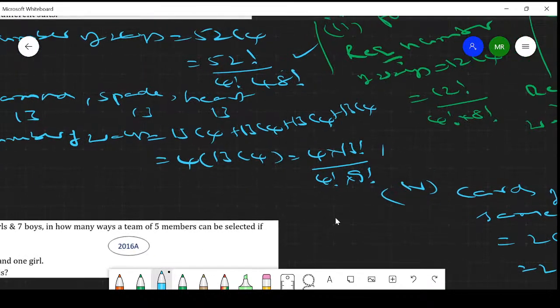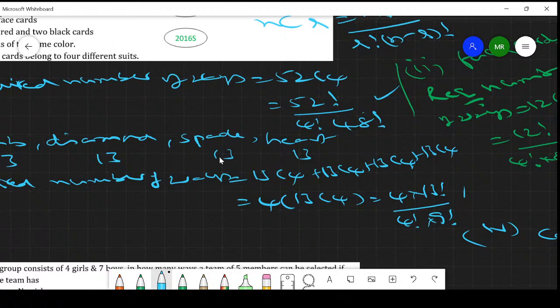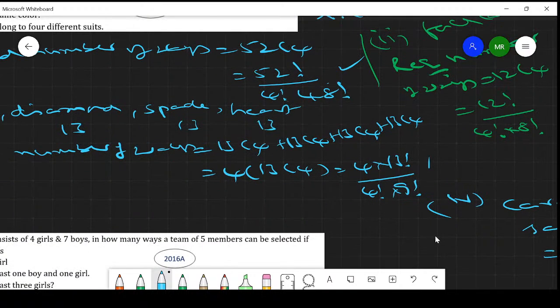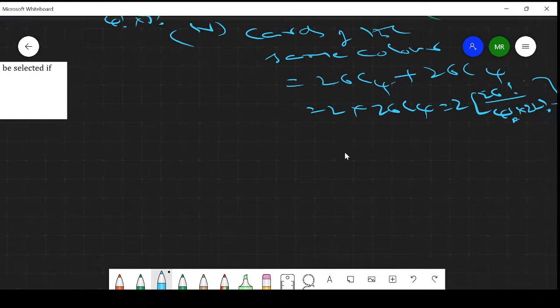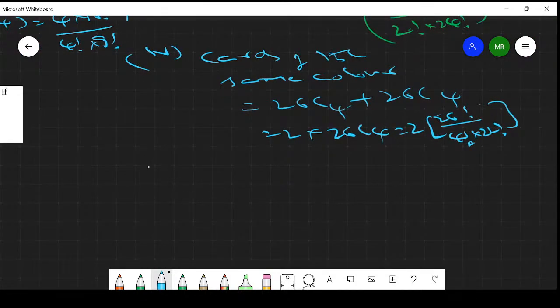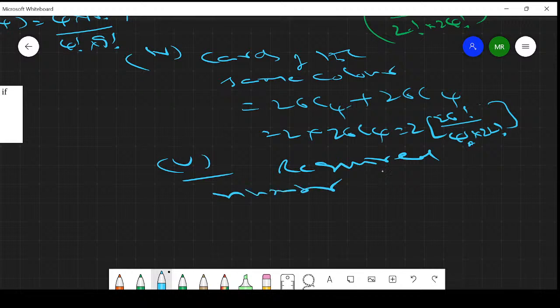What about the last case here? 4 cards belong to 4 different suits. See the last problem, 4 cards belong to 4 different suits. When they are asking that, all are different suits. That means we have a total of 4 different suits given, right? 4 cards of 4 different suits means the required number of ways.